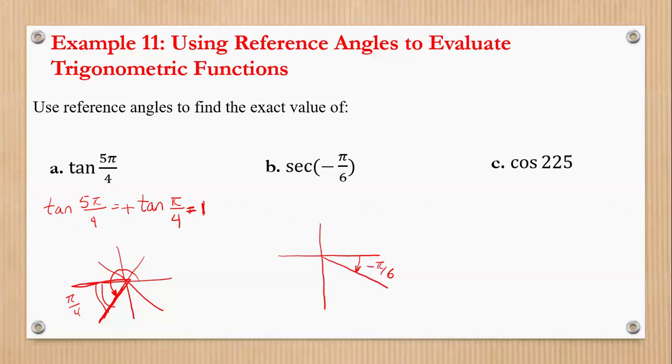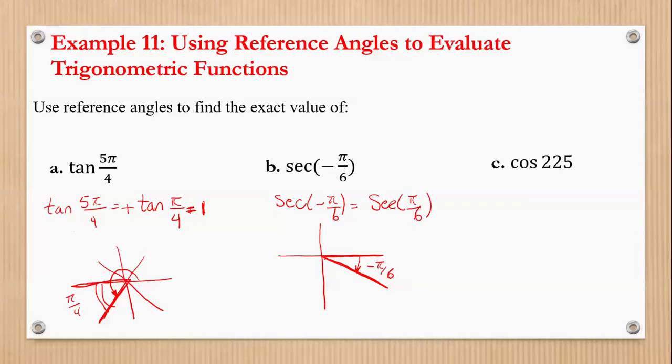If I want to find the reference angle, I can add 360 or 2 pi, or I can just look at the picture and find the angle between the x-axis and the terminal side, and it's the same as this angle, which is pi over 6. So the reference angle is pi over 6, which means the secant of negative pi over 6 should be the same as the secant of pi over 6.